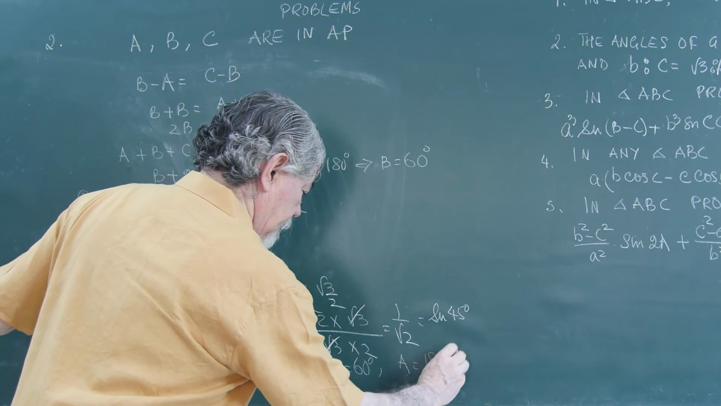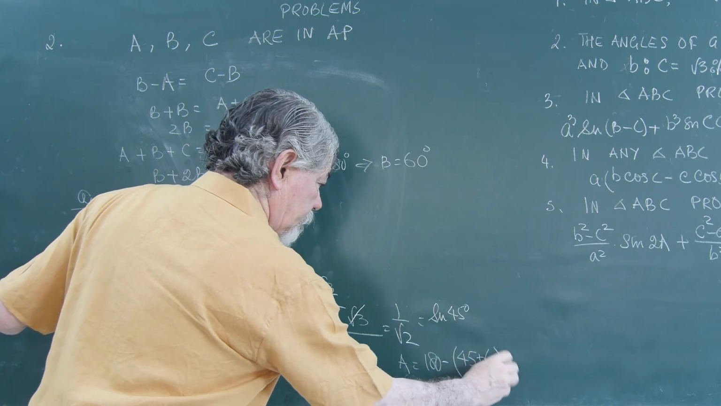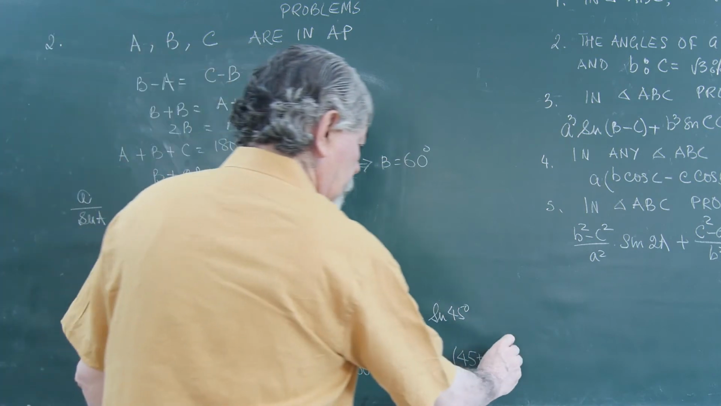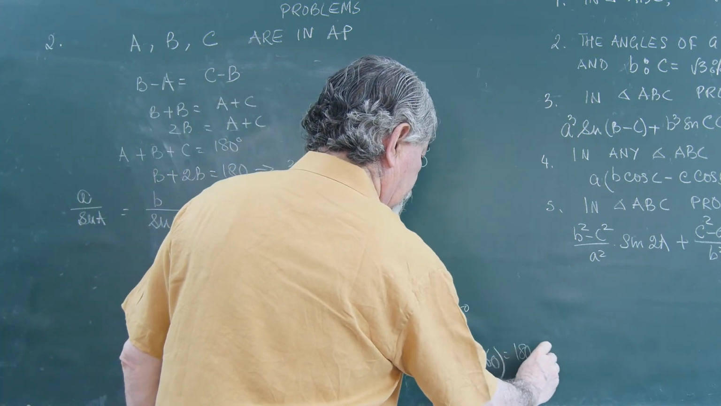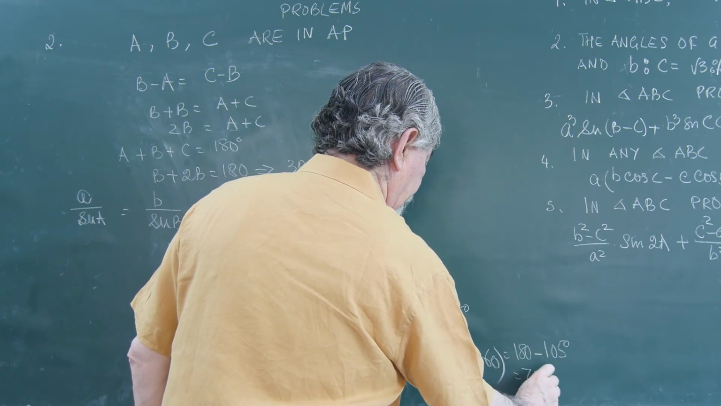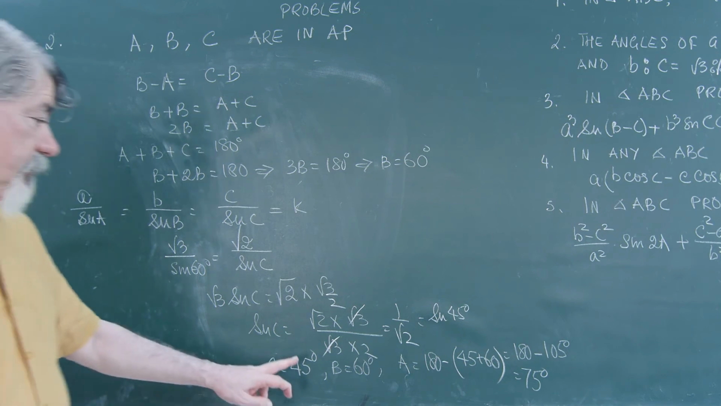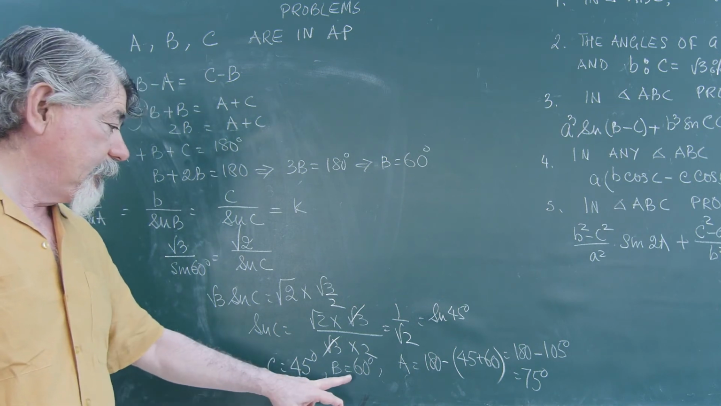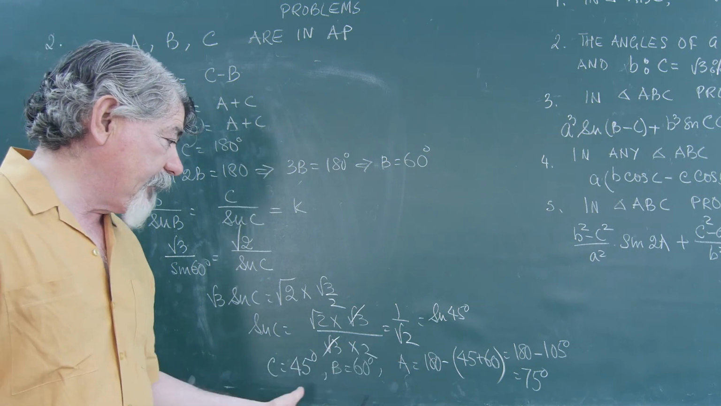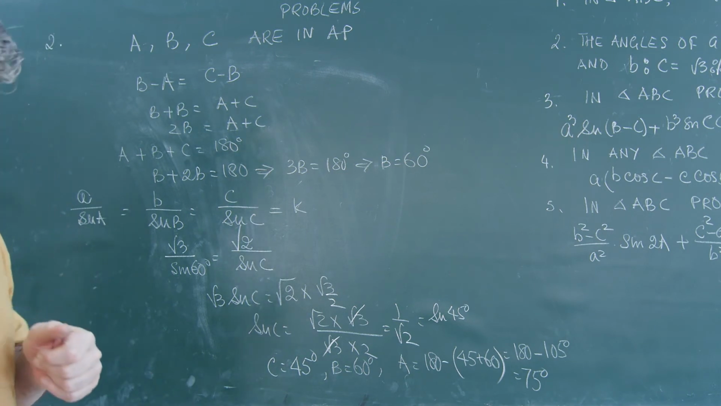180 minus 45 plus 60. It will become 105. 180 minus 105, so it will come out to be 75 degree. The value of angle A will come out to be 75, because C is 45 as I have calculated and B was 60. So 60 plus 45 is 105, and if you subtract it from 180, you will get 75.